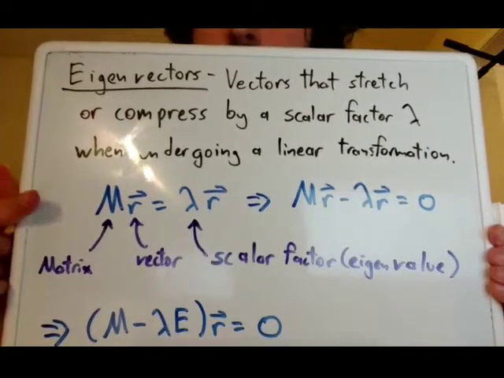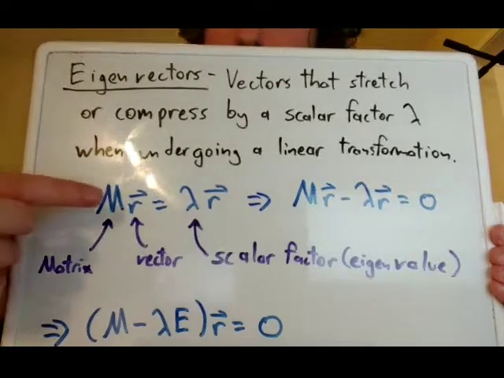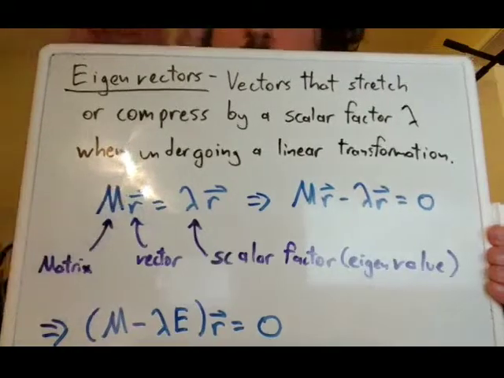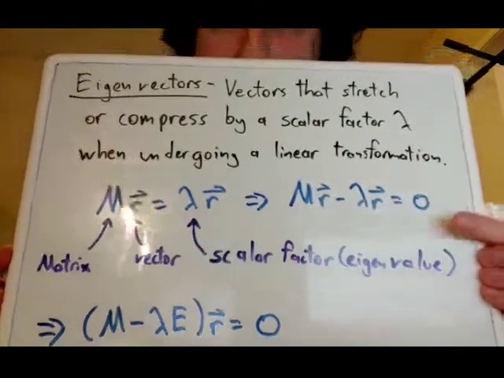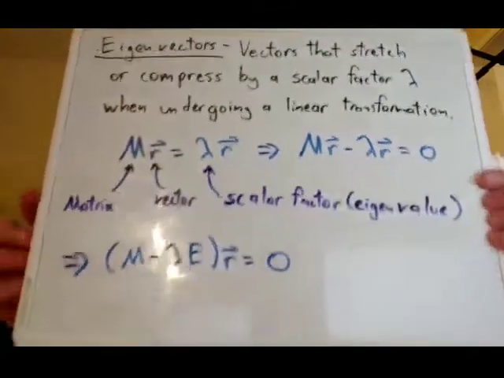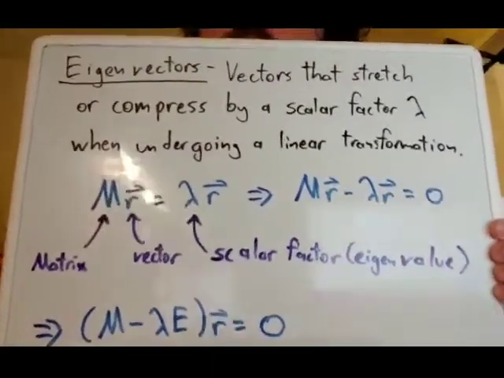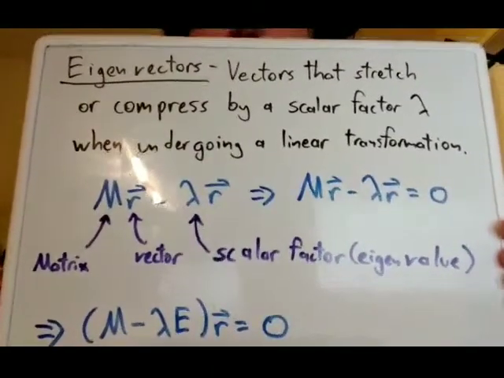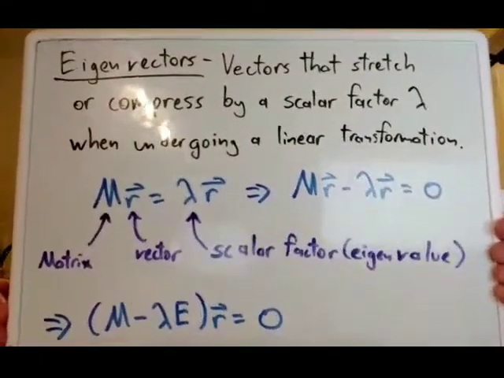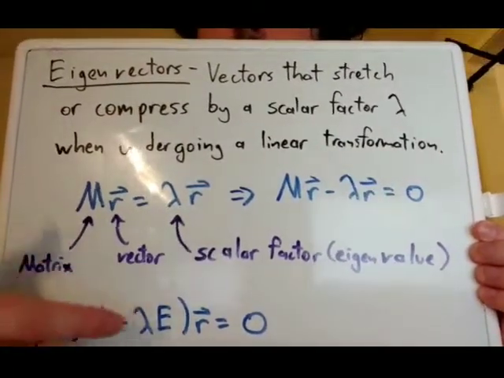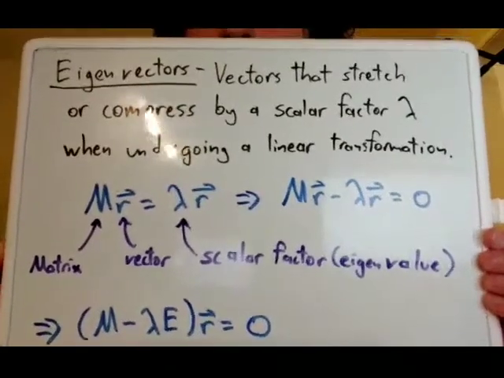Now, the eigenvector equation is this right here. We have a matrix transforming a vector r, and that is equal to the scalar factor lambda times r. We can arrange it to be thus, and we end up getting this down here, and this is going to be very important later on. We should note that for r, the vector r, to not have a trivial solution, the zero vector, 0, 0, 0, this matrix needs to be linearly dependent. If it was linearly independent, there would only be the trivial solution.